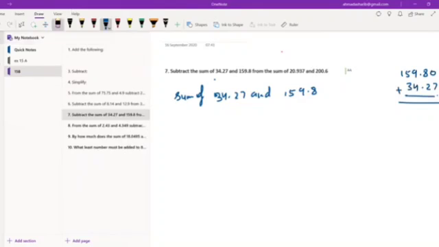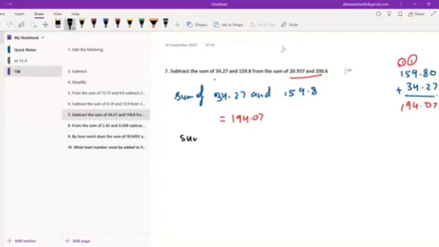So it will be, when you will add both the numbers, you will get 7, 1 carry, 10 plus 4, 14 again 1 carry, 5 plus 3, 8 plus 1, 9 and 1. So the sum is 194.07. Now find the sum of these two numbers.